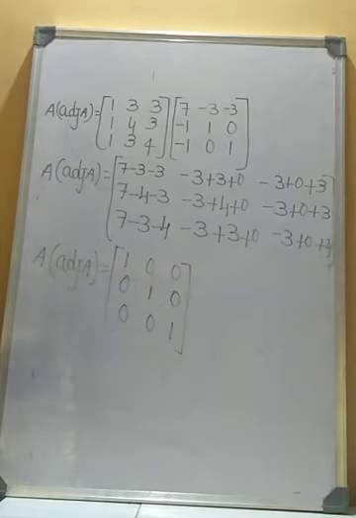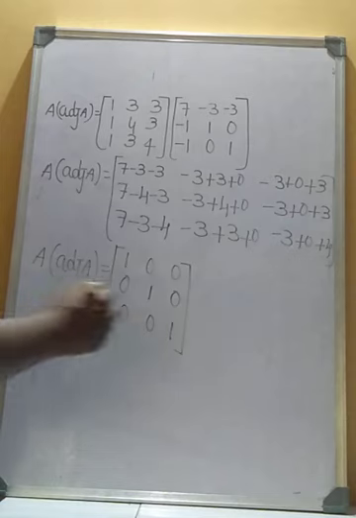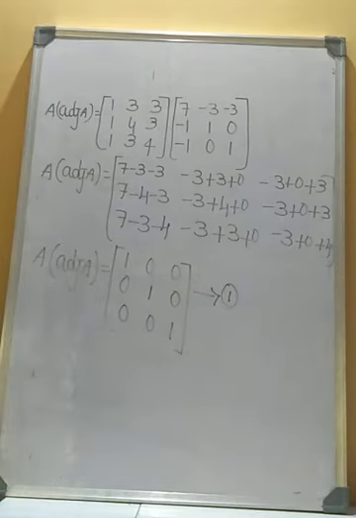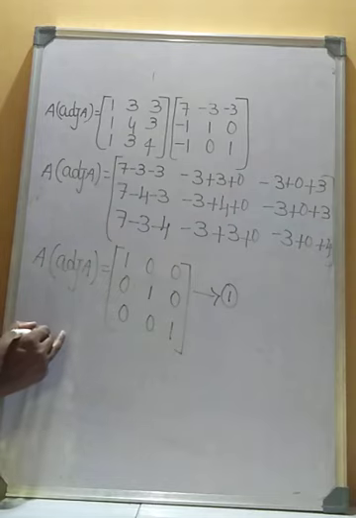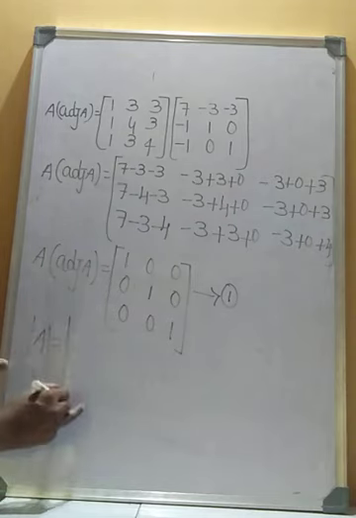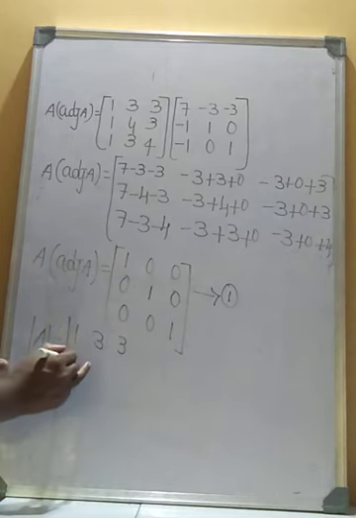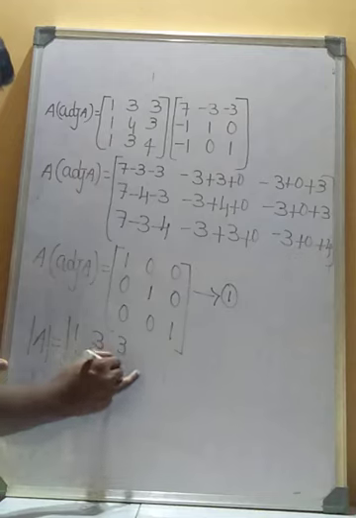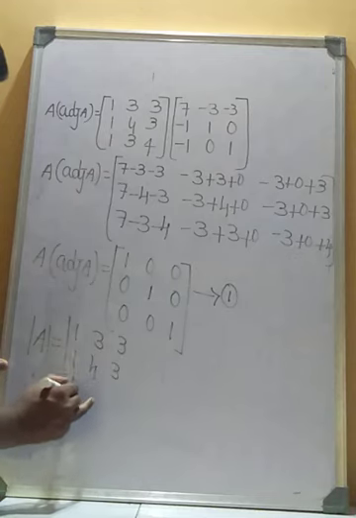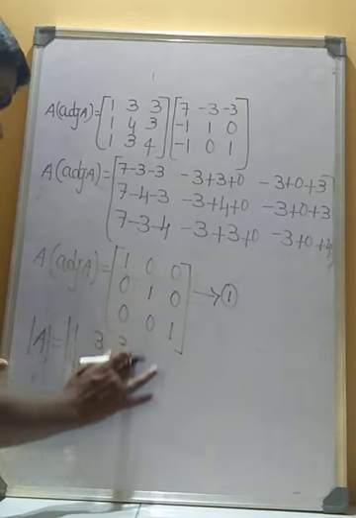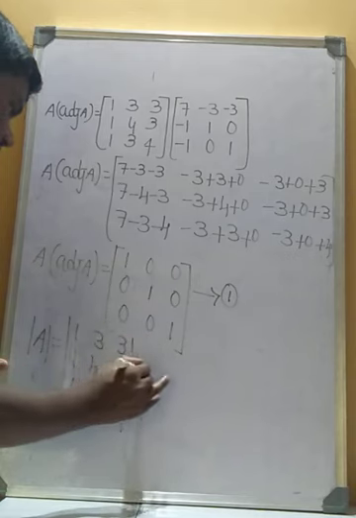So call it as equation number 1. The next, find the determinant of A. Determinant of A equals 1 3 3, 1 4 3, 1 3 4. Expand this determinant.